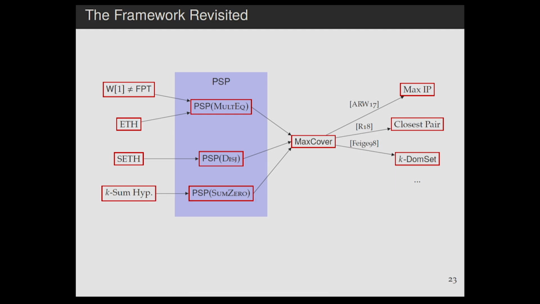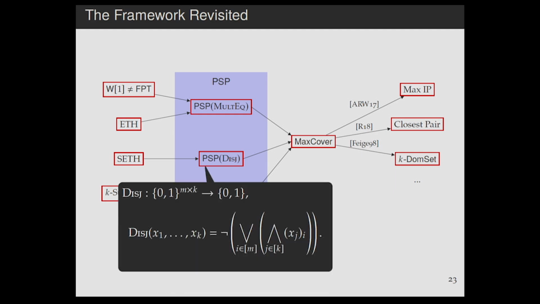Now it turns out that for the other hypotheses, you can also state them in this way as well, and I'll state it for you in a moment. But for SETH, the predicate that you can use is set disjointness. So you can think of each xi as a subset of M encoded by 0, 1. And you want to know whether all these sets are disjoint.